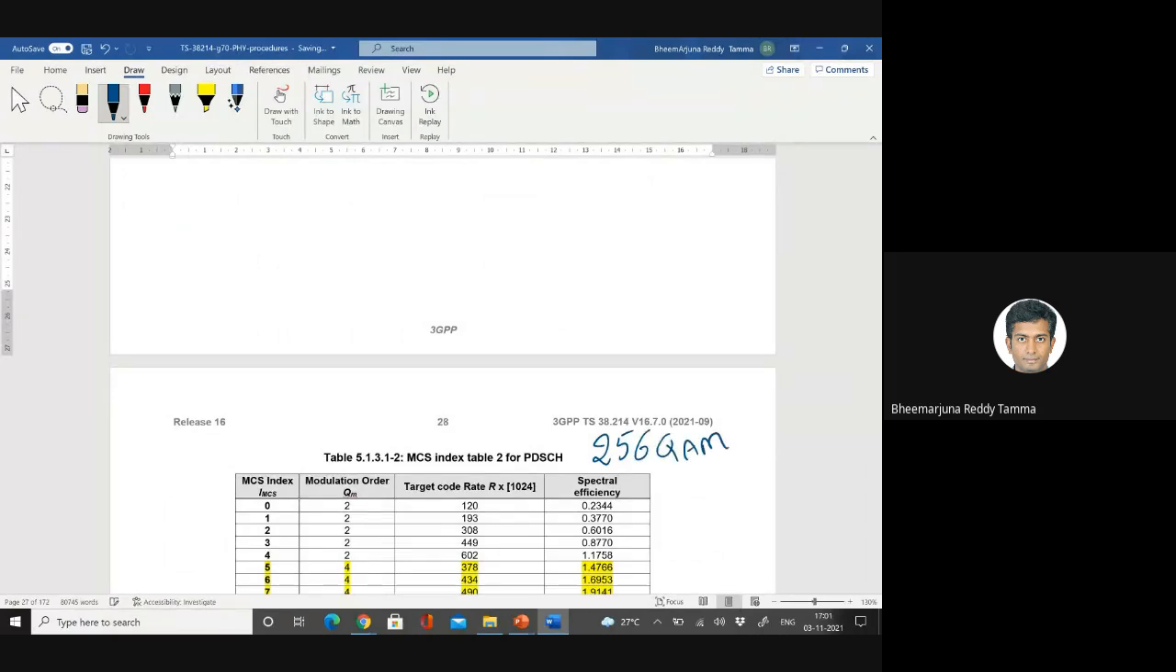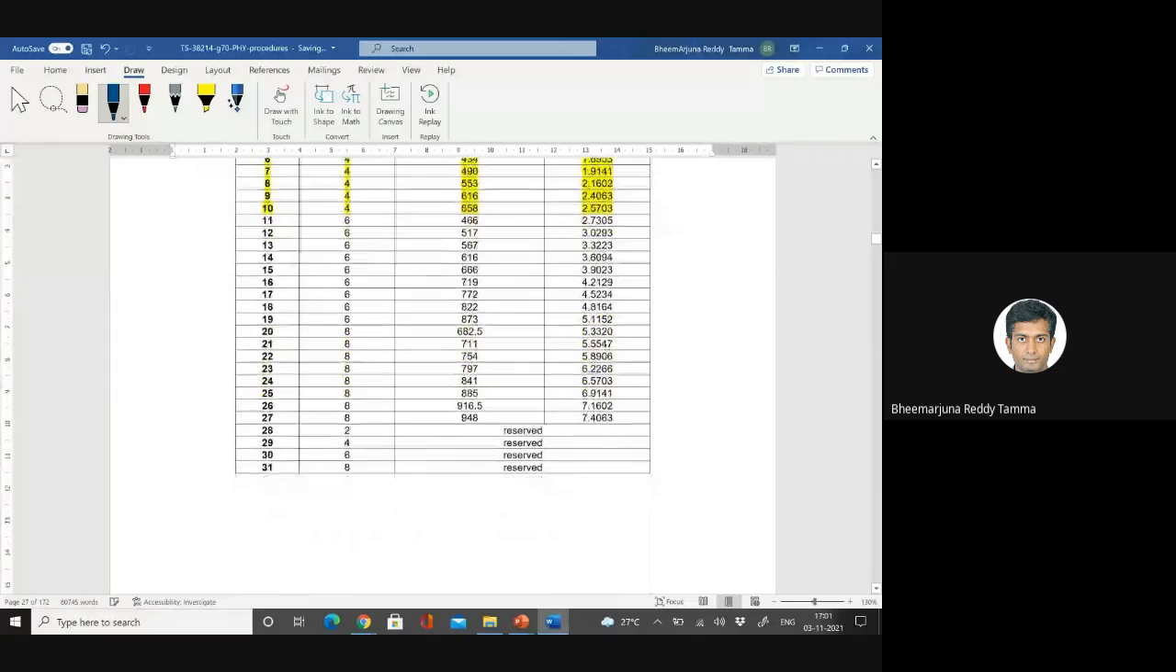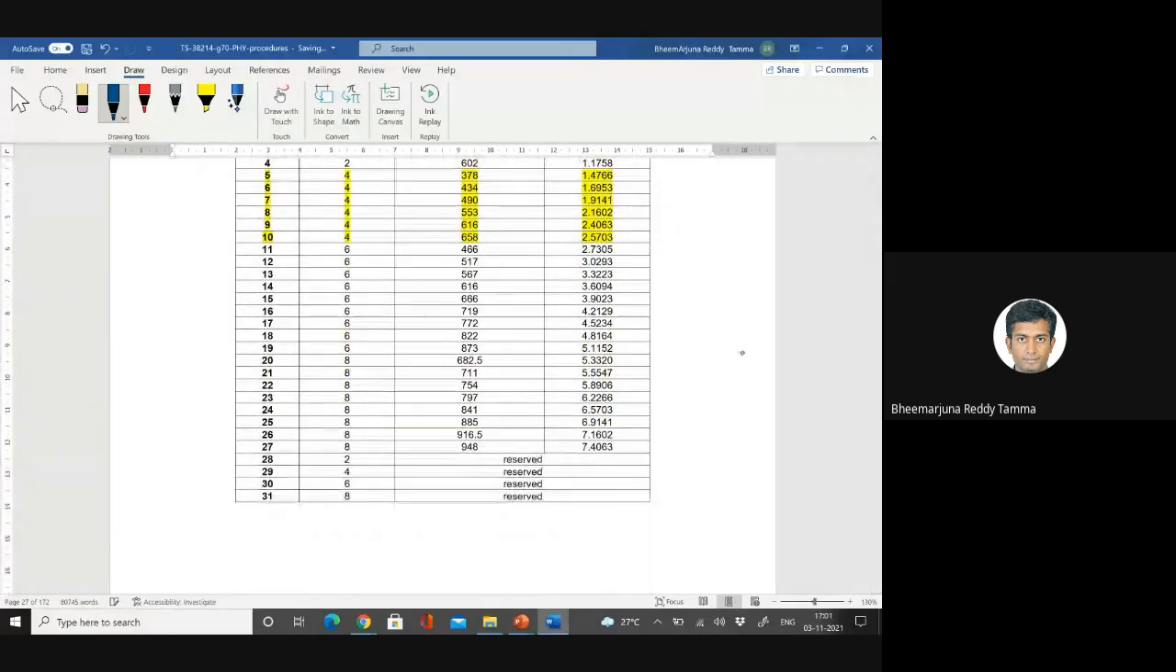This is used when the channel conditions are good. If you look very carefully, we are also packing 8 bits in a given symbol, which is nothing but 256 QAM.